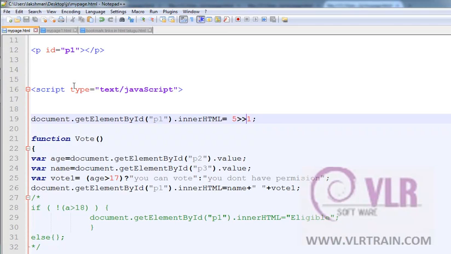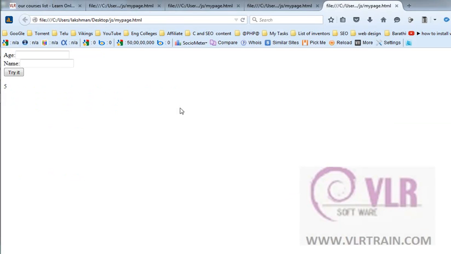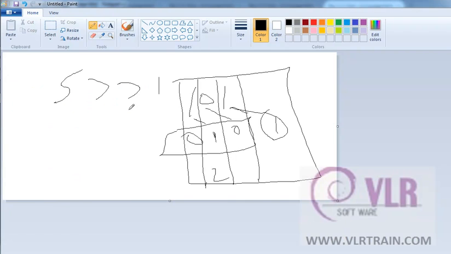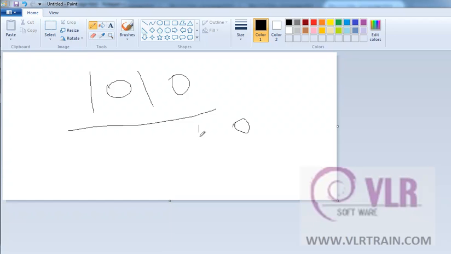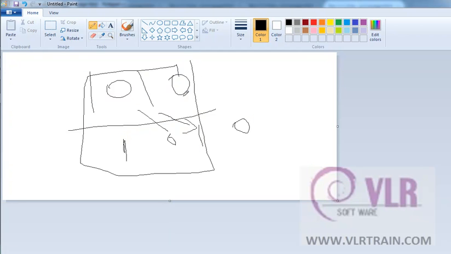Shifting the value 10 by 1 bit to the right, 10 right shift 1. What is the answer? 5. So the binary value of 10 is 1 0 1 0. So I am shifting to the right, and the last bit is removed. So this is the final result: 0 1 0 1. What is the value of 0101? 5. Thanks for listening.